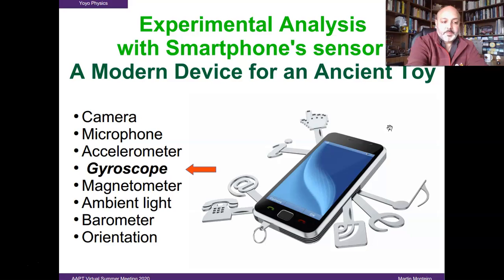So, despite its simplicity, the experimental analysis of this kind of toy is not so easy to perform. A nice tool that we have in our pockets is a smartphone, which has many sensors that turn it into a portable science laboratory. One of these sensors, the gyroscope, that measures angular velocity, is ideal for many experiments involving rotational dynamics, as is the case of the yo-yo.